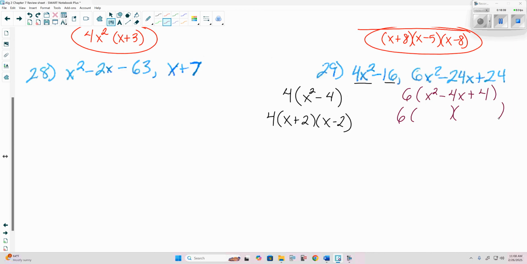And x squared minus 4x plus 4 will factor. Since the third term is positive, the signs are the same and match the sign of the middle term, so we'll have negative and negative. Factors of x squared are x and x. Factors of 4 are 4 and 1, or 2 and 2. The one that we want is 2 and 2.